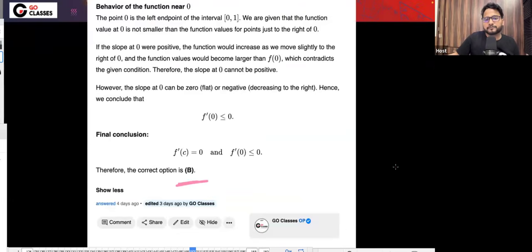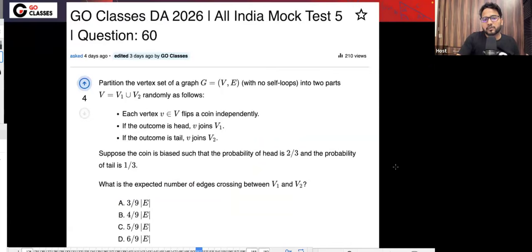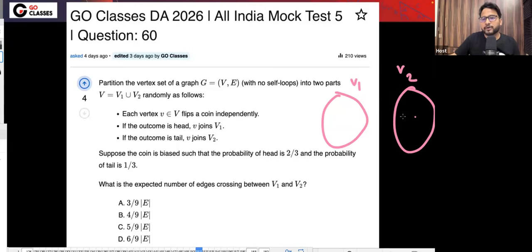So the correct answer is B. Now let's move to the next question. This question is saying that you have a graph which is partitioned. The vertices are partitioned into two sets, b1 and b2.